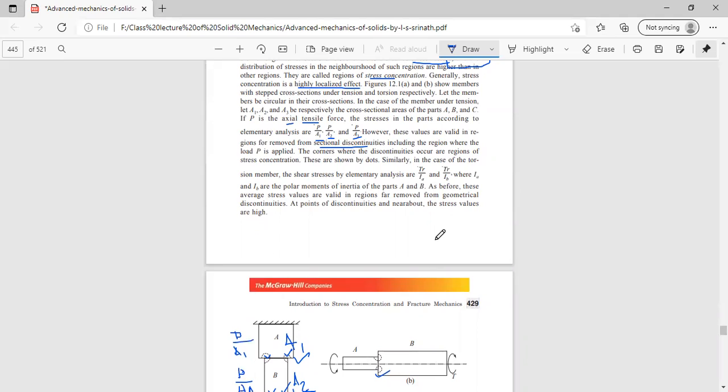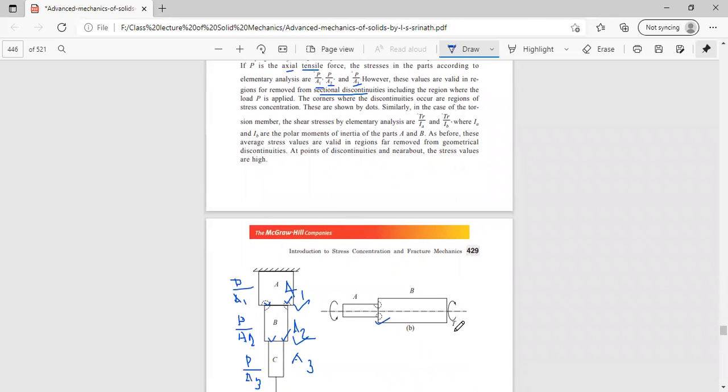And similarly, if we think of a torsional member itself, the shear stresses by elementary analysis are T R by I_A, where I_A is the polar moment of inertia of the sections A and B. If there is a torsional member here like this, it is a torque T. And here, as per the diameter, the polar moment of inertia is I_B itself. And as per the dimension here, the polar moment of inertia is I_A itself.